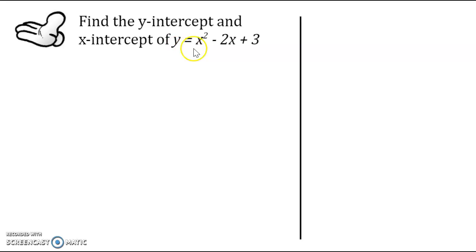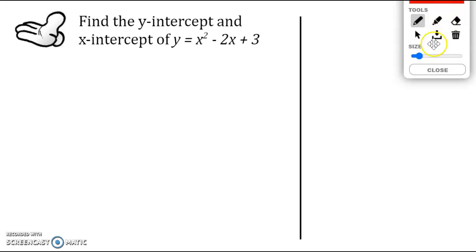Okay, now these problems are similar to the homework. So you are supposed to find the y-intercept and the x-intercepts of y is equal to x squared minus 2x plus 3. Actually, this is a typo, it should be minus 3. So I am going to correct that. Okay, so it's going to be minus 3. Now to do this, let's start by doing the y-intercept.